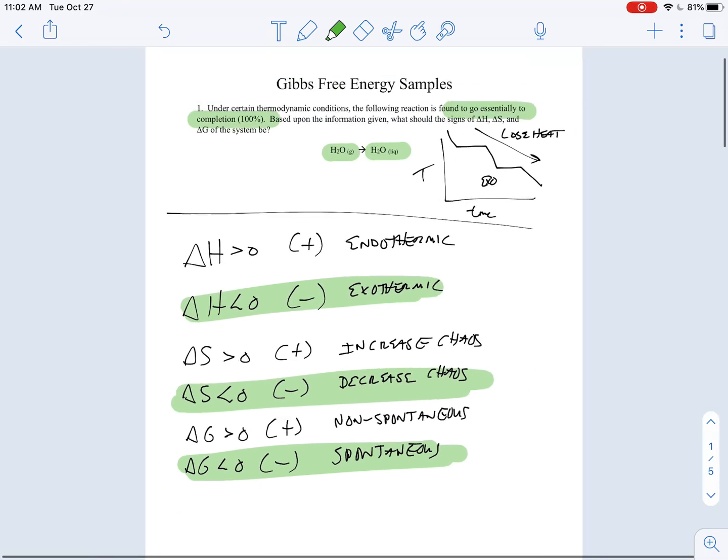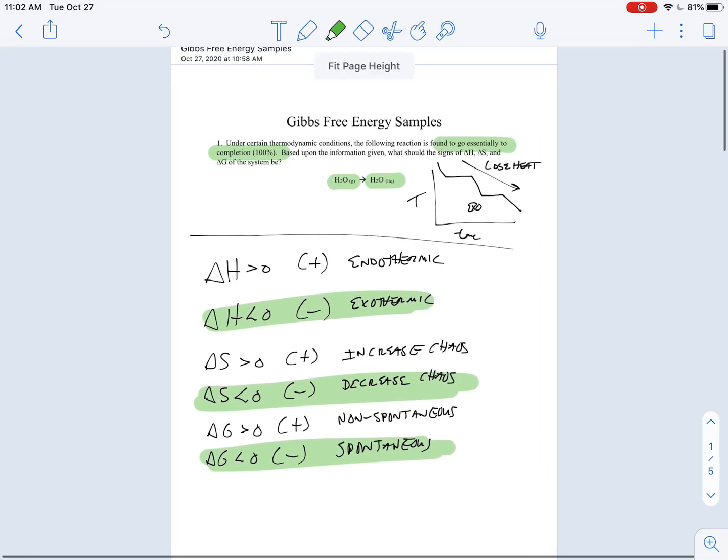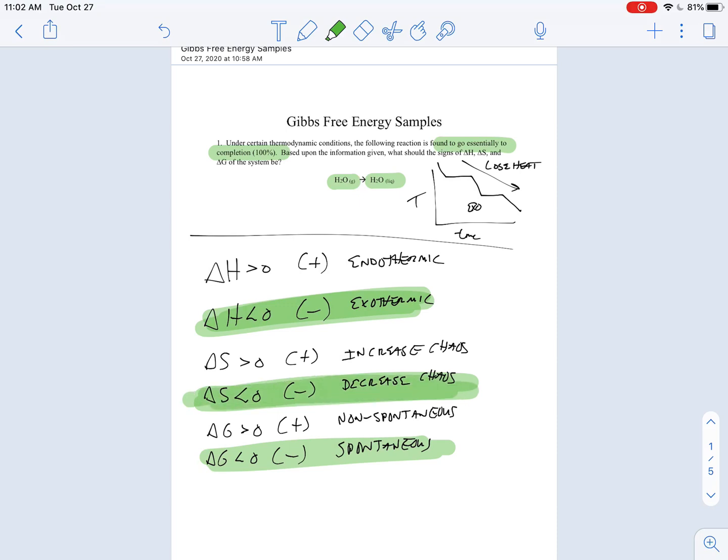So based upon the information here in problem number 1, they are telling you that it is an exothermic reaction. Delta H is less than 0. It is going to see a decrease in the chaos, so delta S is less than 0, but the reaction actually goes, and so the delta G is also less than 0 in this case.